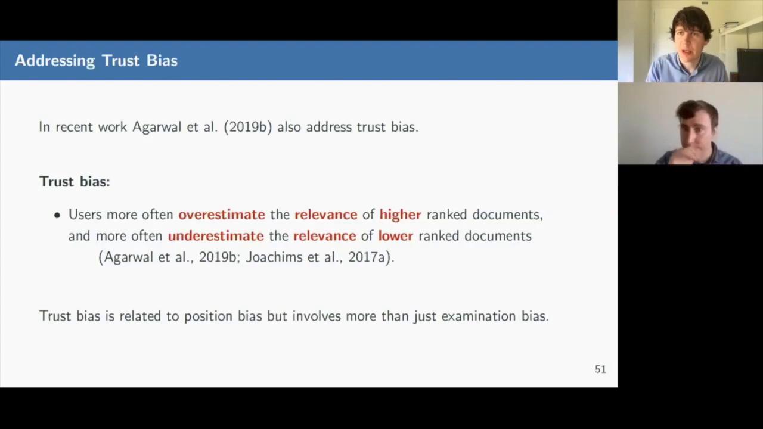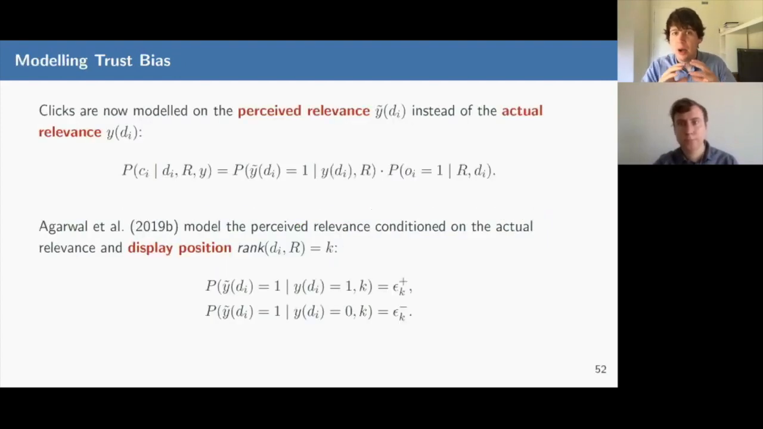So it's related to position bias because it varies per position, but it's not the same. It's not an examination probability. This is not about observing it. It's about how they perceive the relevance, or how they estimate something being relevant. The way that we're going to model this is we're going to call this y tilde the perceived relevance. So this is the relevance that the user thinks the document is going to have, instead of the actual relevance y that we had before.